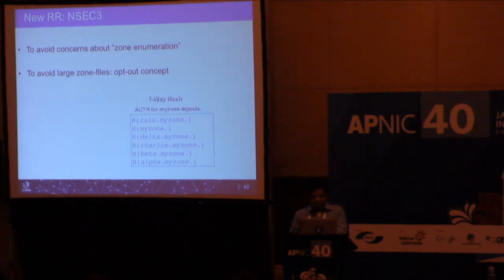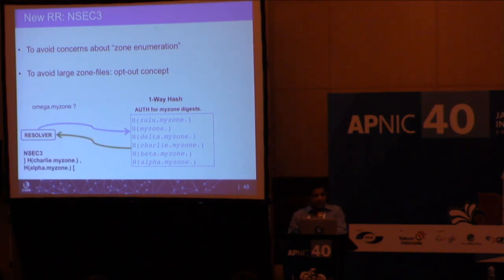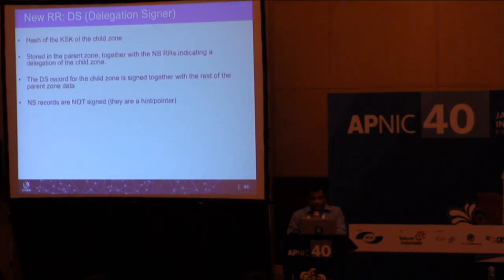So in NSEC3, again, we don't see those in plain text. They're all kind of hashes. So someone doesn't get to actually go through and look for all those things and do any zone walking. That's why we have NSEC3. Okay. Delegation signer, I have talked about that as well.